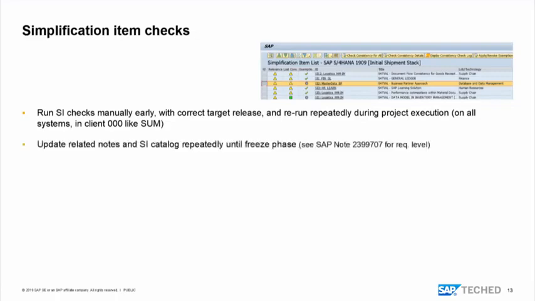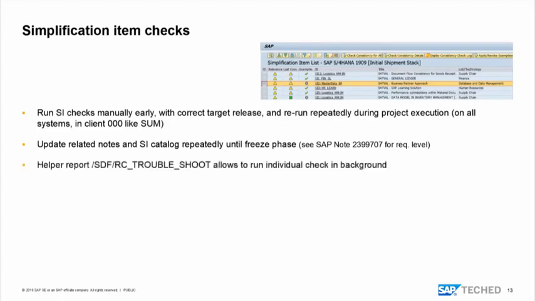You should update the related nodes, but for the productive system conversion, you will not update these. You will enter a freeze phase. If you have the sufficient required version of the node in your system, you can freeze this so that no new checks are entered here, and the node in here tells you what is the required level for specific target versions in here. There is a specific helper report if you would like to run an individual check in background.